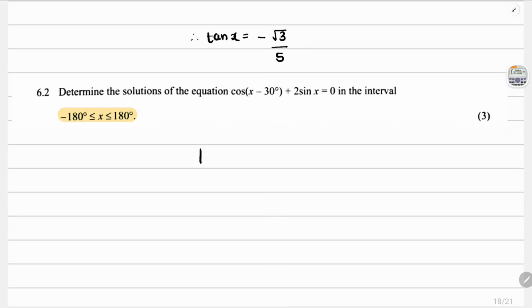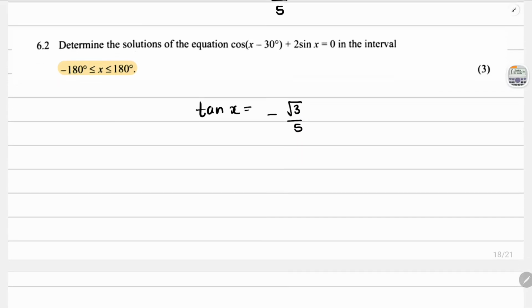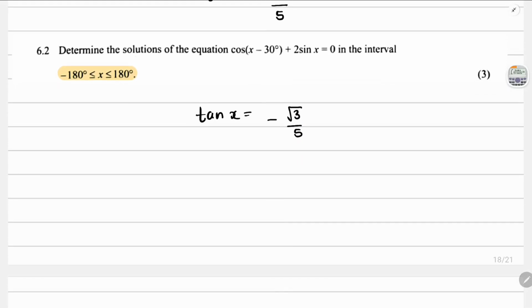Okay, so let's go ahead. We have tan x being equal to negative root 3 over 5. Okay, and at this point, I think I'm actually glad that this came in, and the reason I'm saying so is because, like I explained in this particular video, we worked on question 5 that had a tan x situation.